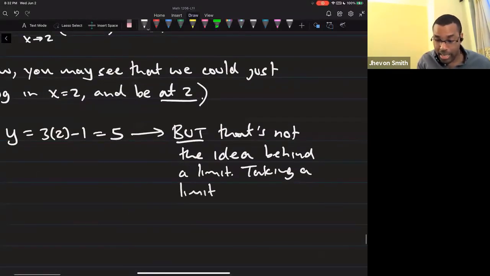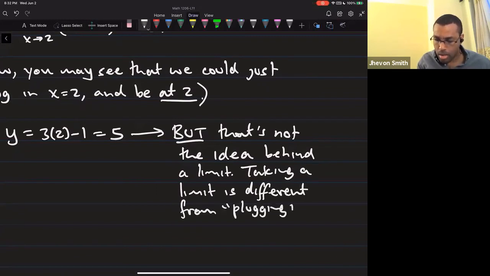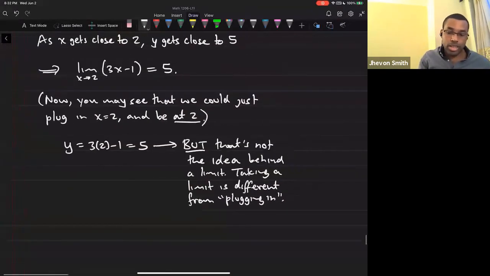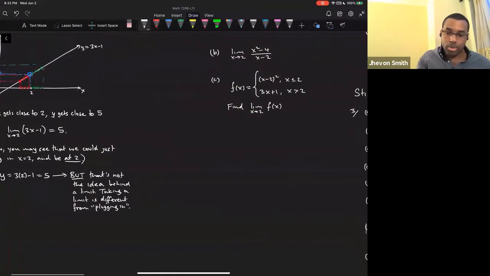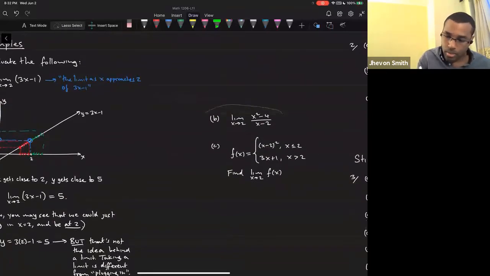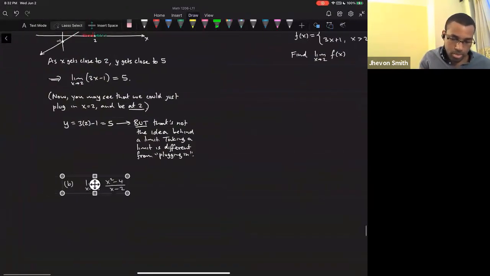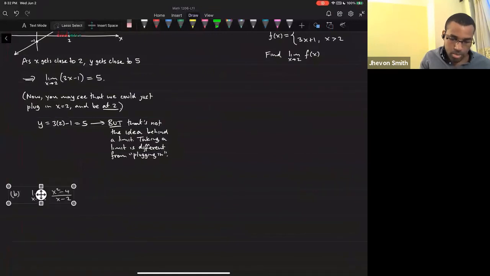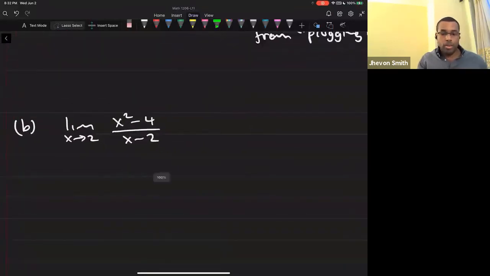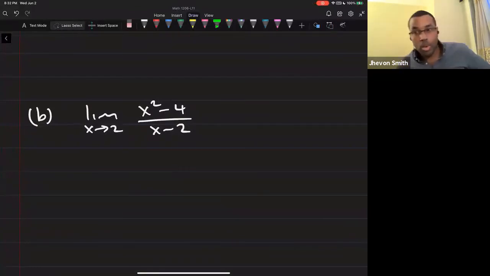Now, there are times you can plug in and get the answer. Taking a limit is different from plugging in. And to illustrate that, let me give you another example. Let's look at this one. Very similar question. I am asking, what is the limit as x gets close to 2 of x squared minus 4 over x minus 2?